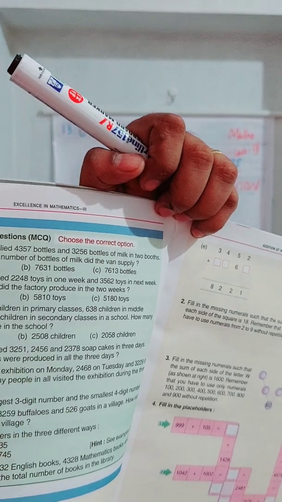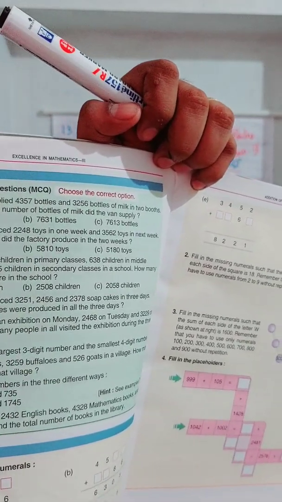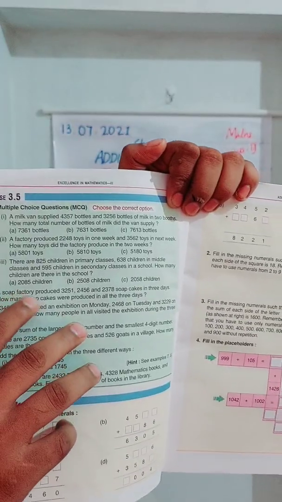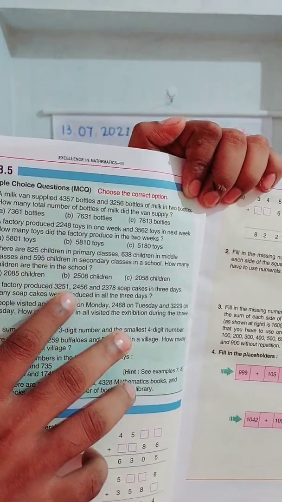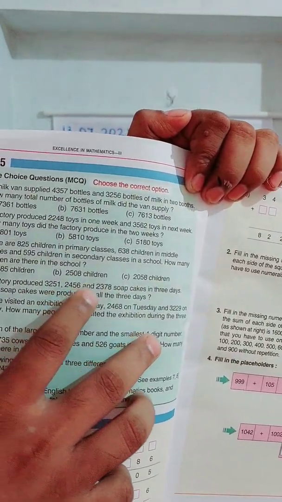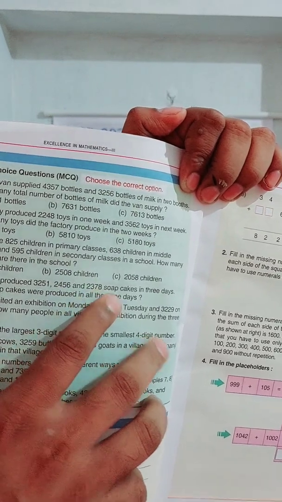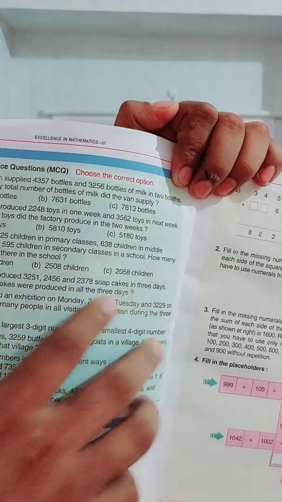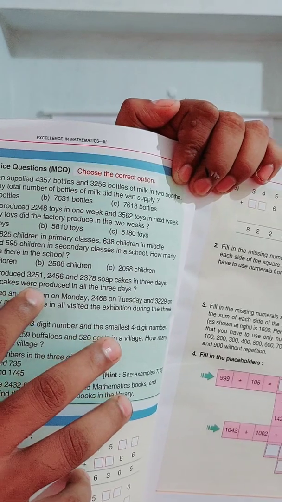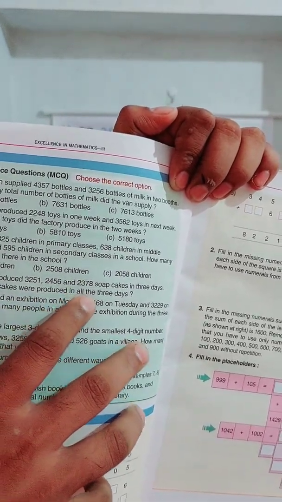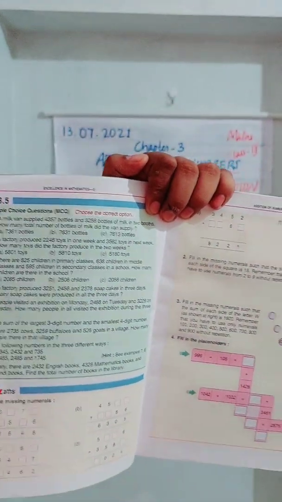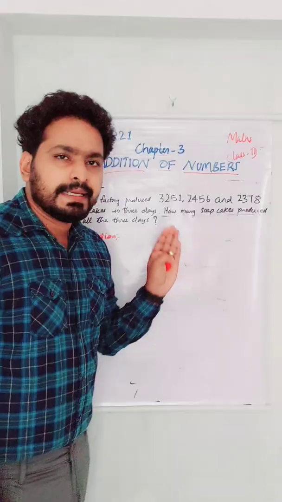Please do this. Okay. So let us do question number 2. A soap factory produced 3,251, 2,456 and 2,378 soap cakes in 3 days. How many soap cakes were produced in all the 3 days? Let us do this question. Question number 2. Here is the question.